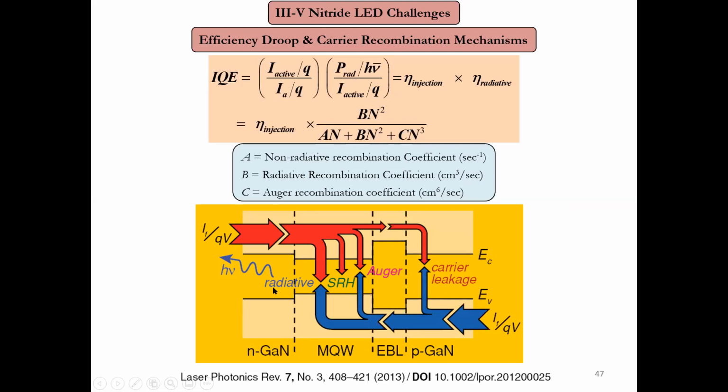Again, some technical things I would just skim through; if asked, we will talk. Ideally, we would like to have radiative recombination, but practically we have other non-radiative recombination mechanisms: leakage, Auger and SRH. These are injected electrons, these are injected holes. There is always a race: either radiative will win, or SRH will win, or Auger. Simultaneously, this entire process is happening. So we would like to design our device in such a way that it has the most radiative recombination among all these.